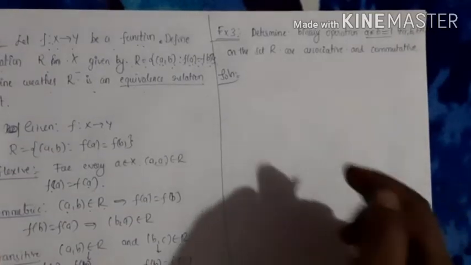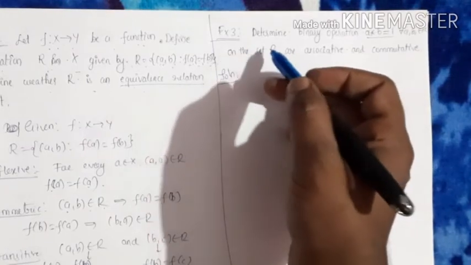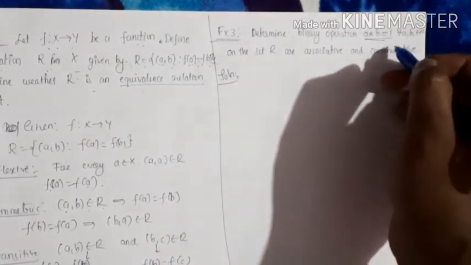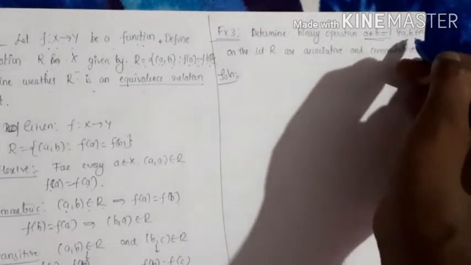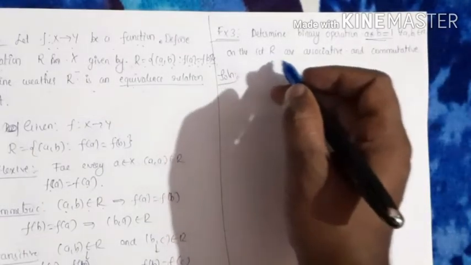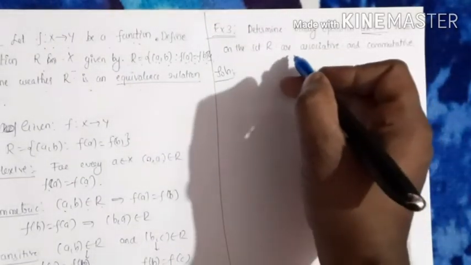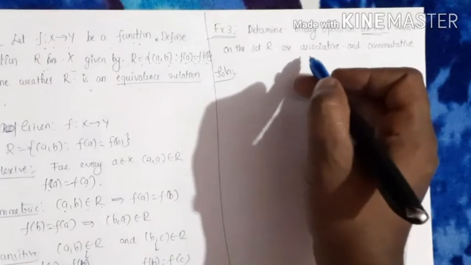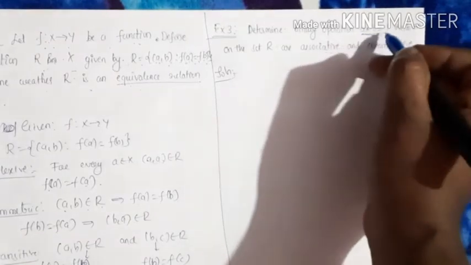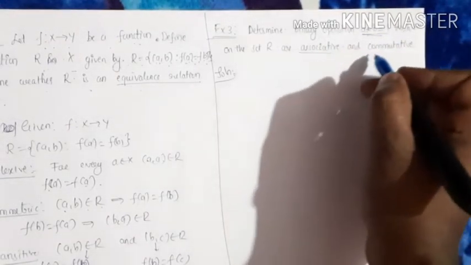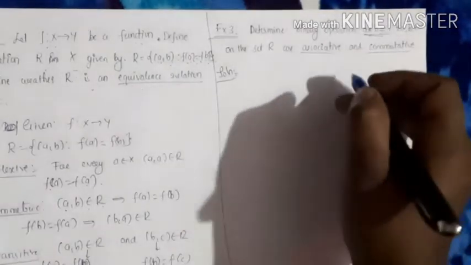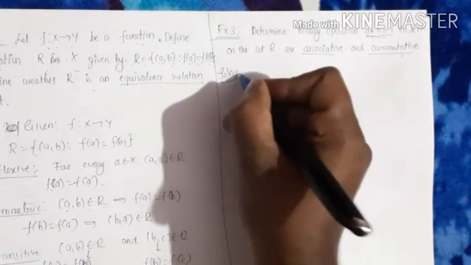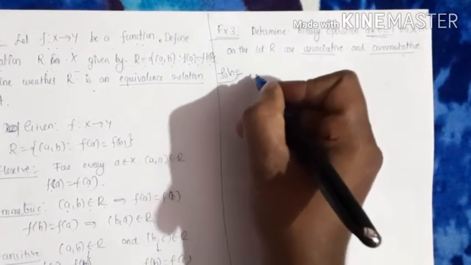So let me see another example. Determine, so this binary operation A star B equals 1 for all A, B belongs to R. That means it is defined on the set R. So check whether it is associative and commutative. So you have to check whether this operation satisfies associative property and commutative property. So we know about associative property and commutative property very well. So the solution is here.